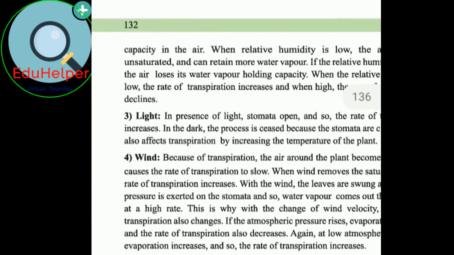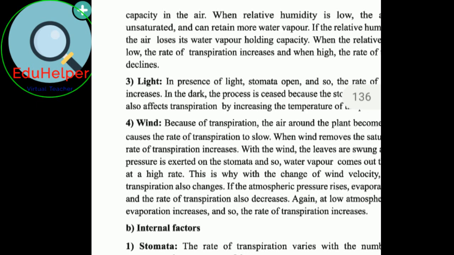Next, light and wind. So, another two external factors. Light: in the presence of light, stomata open, and so the rate of transpiration increases. In the dark, the process ceases because the stomata are closed. Light also affects transpiration by increasing the temperature of the plant. And the last one is wind.